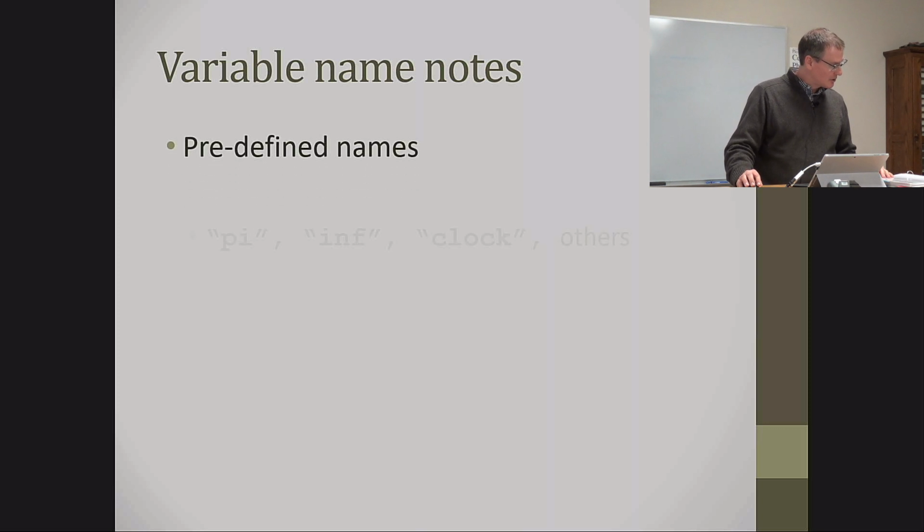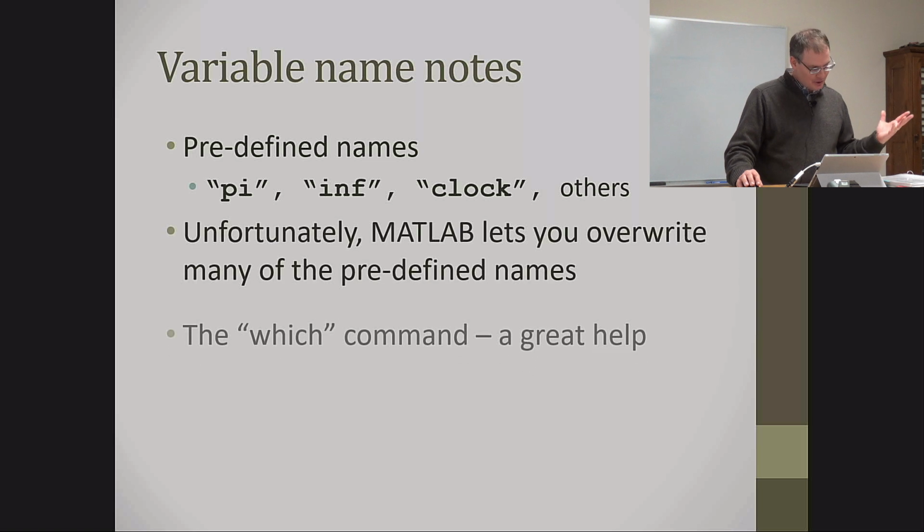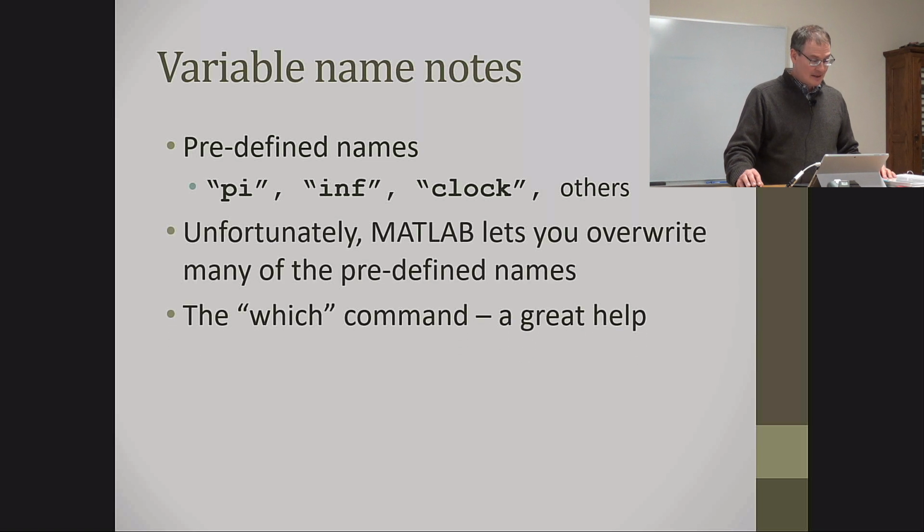Okay, so there's predefined names. They let you overwrite the names. The which command is a wonderful thing to have when you are trying to think about good variable names. So for example, let's say I have a variable name, seconds from time 0. There's about a 0% chance that MATLAB has reserved that for something. So if I say which seconds from time 0, it says it's not found.